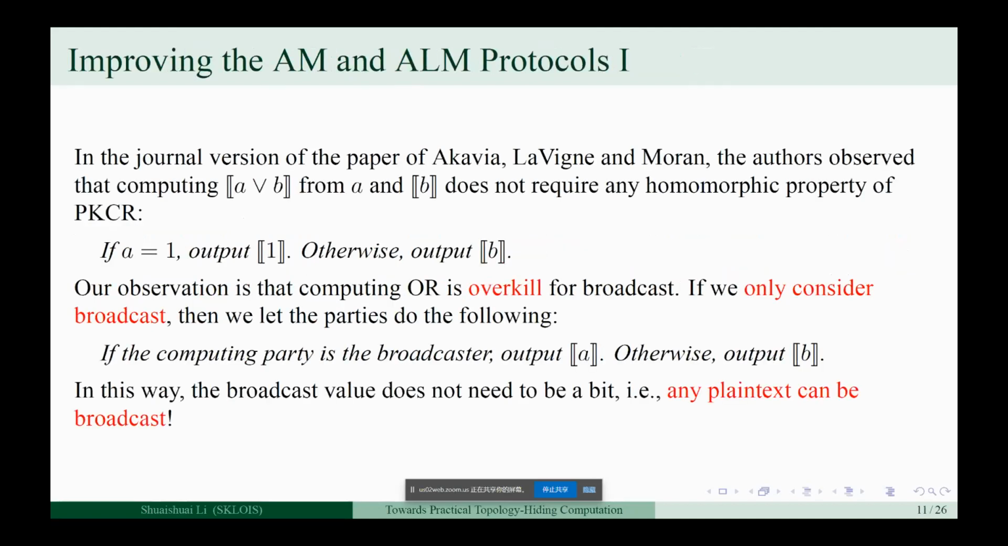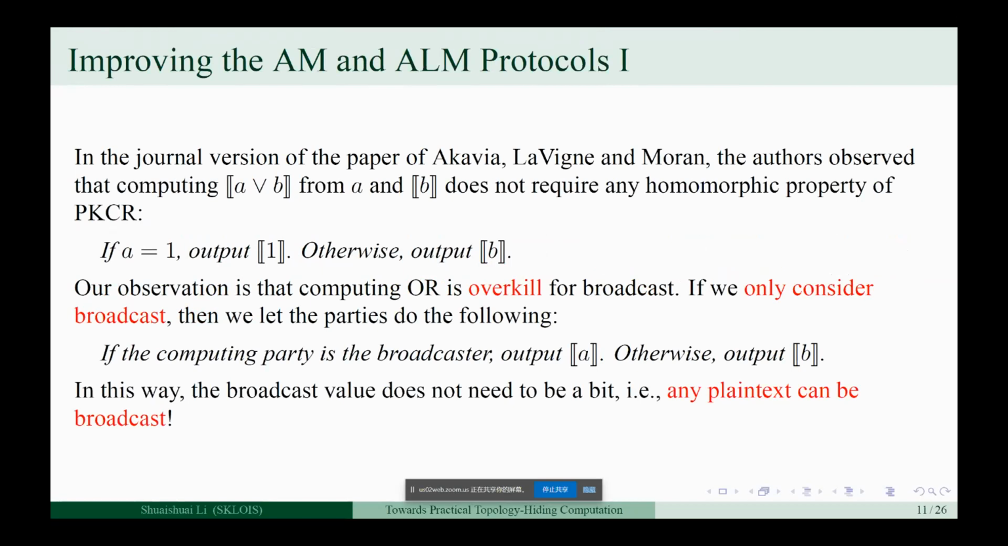Now, we see how to improve the AM and ALM protocols. Akavia, Levine, and Moran observed that computing an encryption of A or B from A and an encryption of B does not require any homomorphic property of PKCR. If A equals 1, then the computing party outputs an encryption of 1. Otherwise, it outputs an encryption of B.